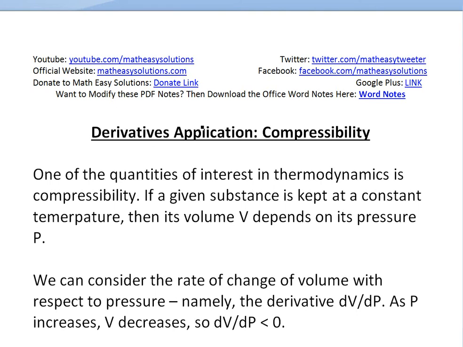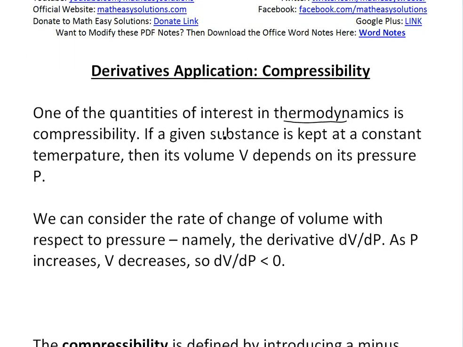Time to discuss another derivatives application, and now look at compressibility. This is a pretty interesting topic in my calculus book, so I wanted to share it here. One of the quantities of interest in thermodynamics is compressibility. This basically means that if a given substance is kept at a constant temperature, then its volume just depends on the pressure.